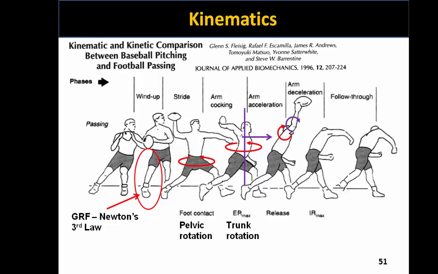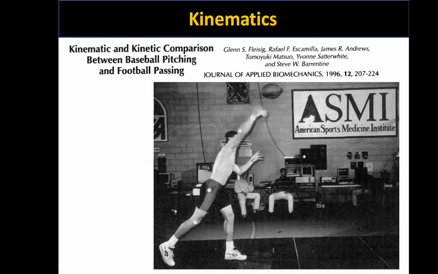Rotations will occur at the shoulder and elbow to compound on top of the existing linear motion of the arm, and that will all contribute to the intended trajectory of the ball.